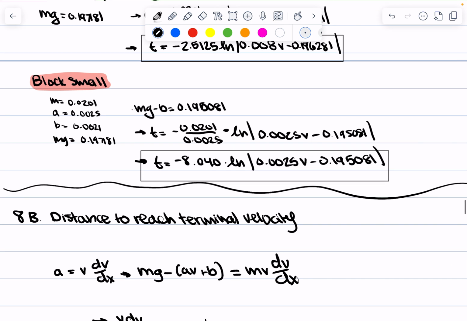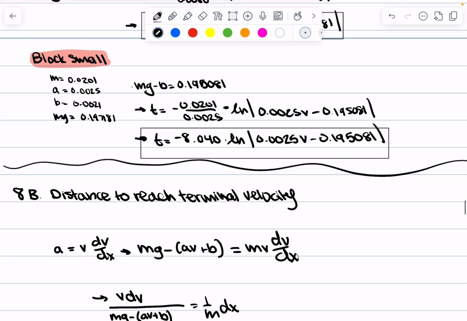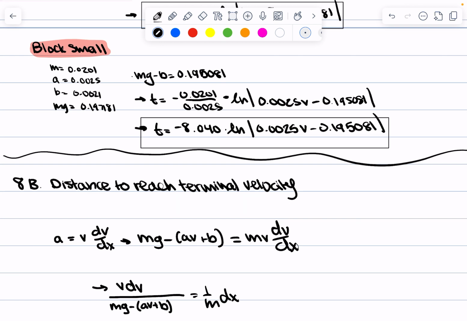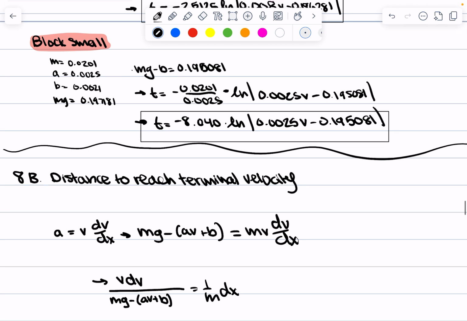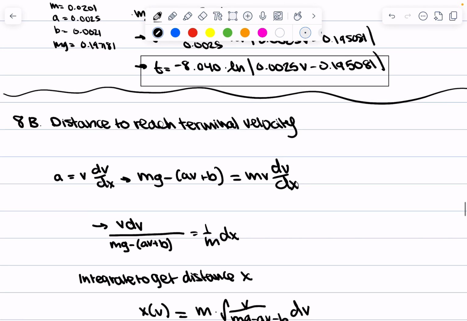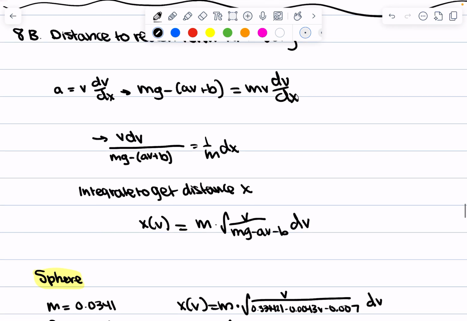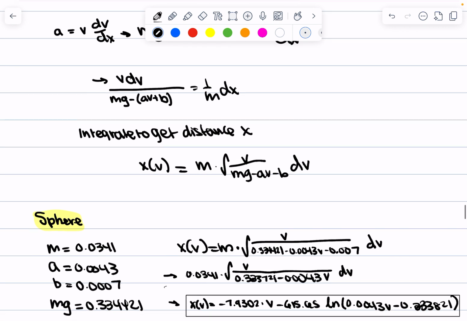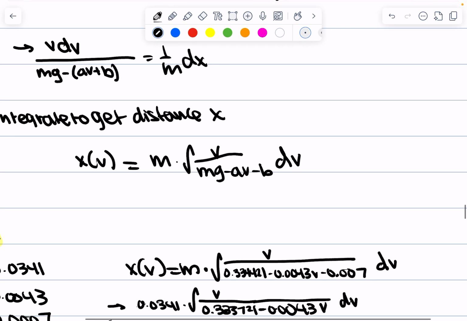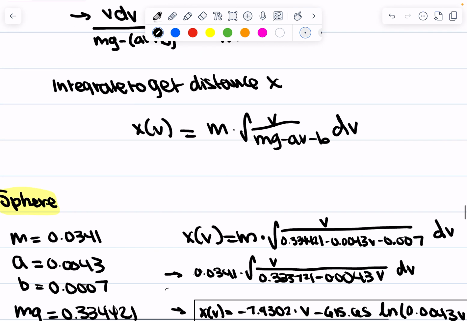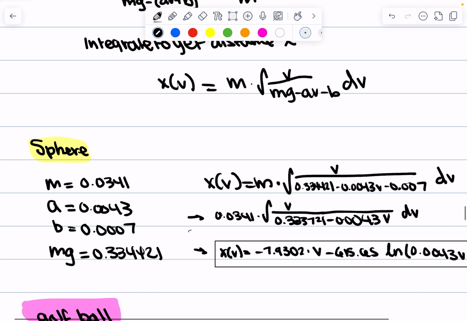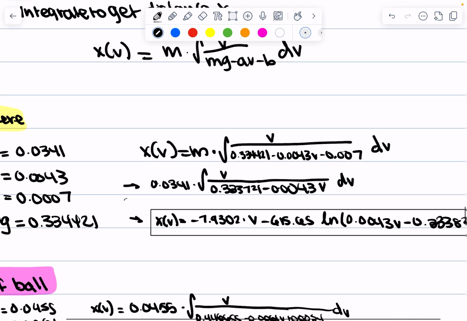And then for 8b, distance to reach terminal velocity. So here we just have to rewrite the acceleration equation as v times dv/dx, and then solve for dx on one side. Once we do that, we can take the integral of each side just to get the distance x. So we get this equation here for x of v, and then we have all of our information that we're just plugging in and simplifying all the way down.